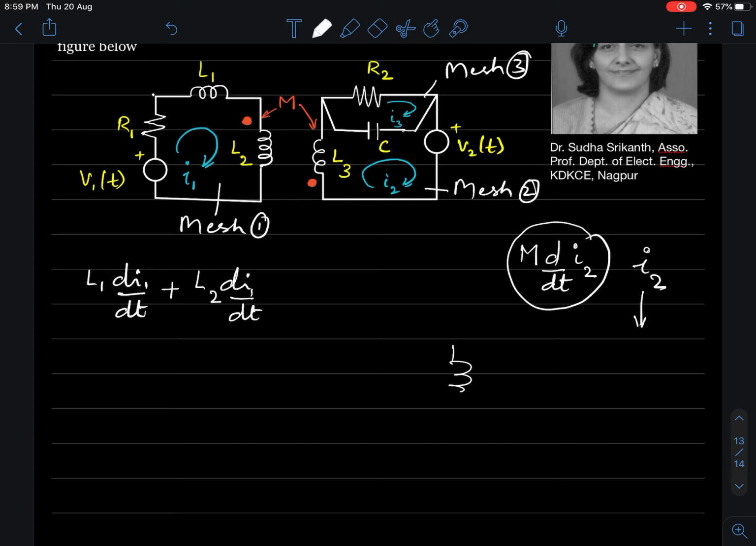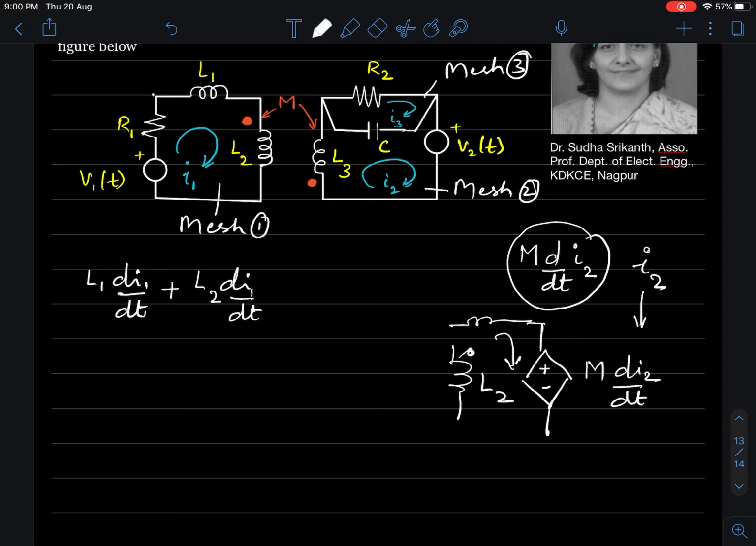I'll write it here separately. This is L2. Where is the dot? The dot is here at the top end. So the EMF produced in this, if I show it as a dependent source, will have a positive polarity at the top, negative polarity at the bottom, and it has the magnitude of M di2 by dt. This is how a dependent source can be imagined, and this is how the network can be imagined.